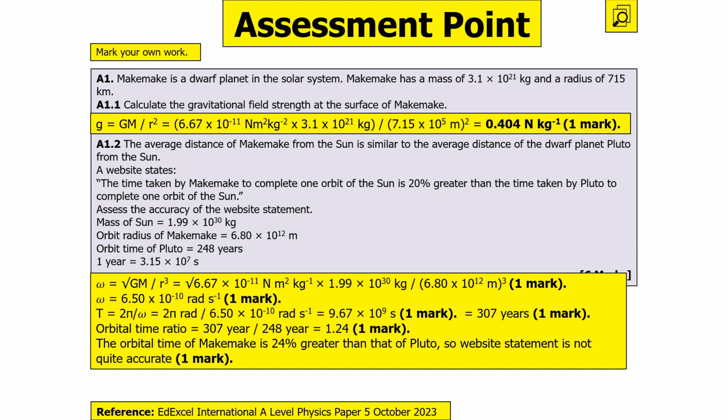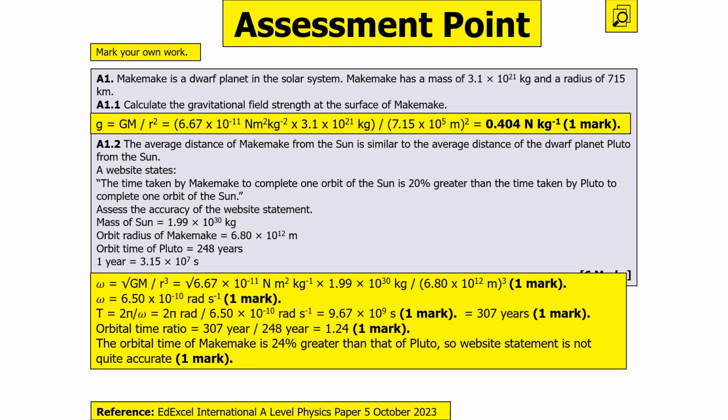Now the next question, we can work out the angular speed by doing angular speed is equal to the square root of GM over r cubed, and we can work that through to be 6.5 times 10 to the minus 10 radians per second. We can then work out the orbital time by doing T equals 2 pi over omega, and therefore we can work it out to be 9.67 times 10 to the 9 seconds, which is 307 years.